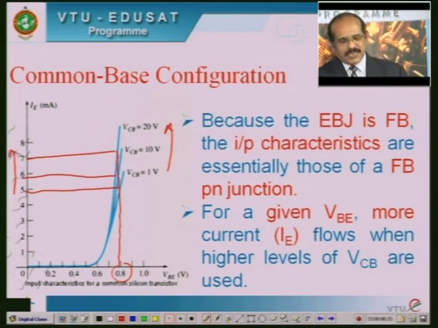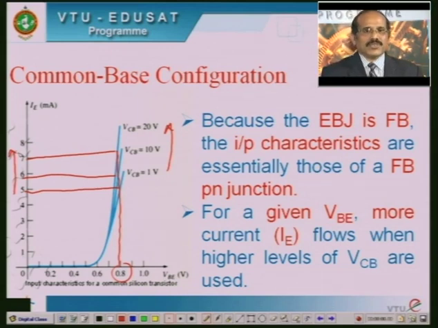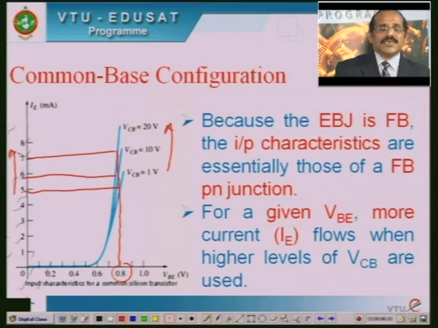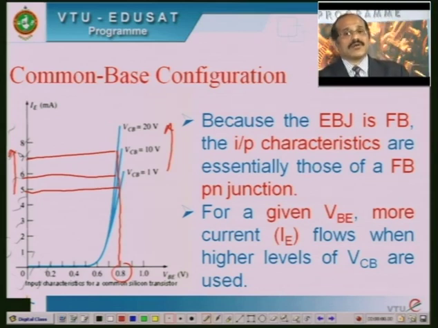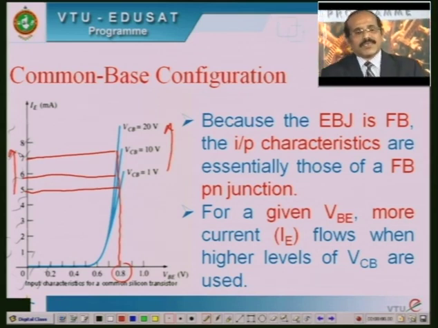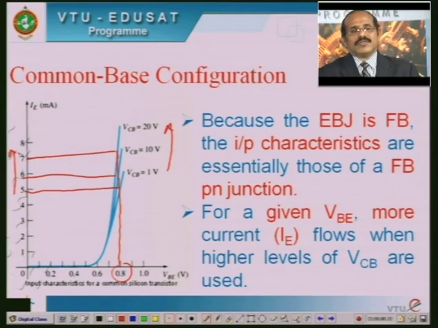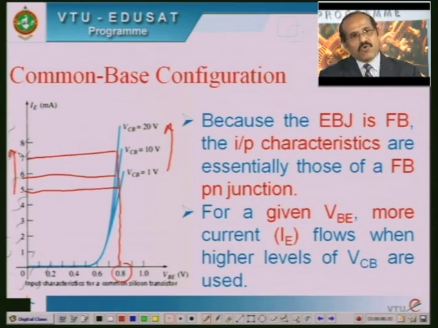The reason is that VCB, as you know, is a reverse bias applied across the collector base junction. So whenever the collector base voltage increases, the width of the depletion layer across the output junction increases and penetrates more into the base layer, and therefore naturally more of the majority charge carriers will be swept into the collector junction.